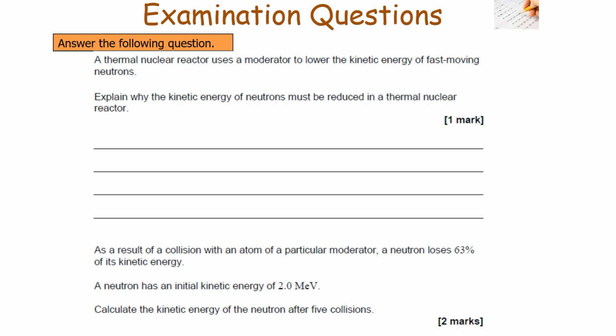The next question says, a thermal nuclear reactor uses a moderator to lower the kinetic energy of fast-moving neutrons. Explain why the kinetic energy of neutrons must be reduced in a thermal nuclear reactor. Then, as a result of the collision with an atom of a particular moderator, a neutron loses 63% of its kinetic energy. A neutron has an initial kinetic energy of 2 MeV. Calculate the kinetic energy of the neutron after 5 collisions.